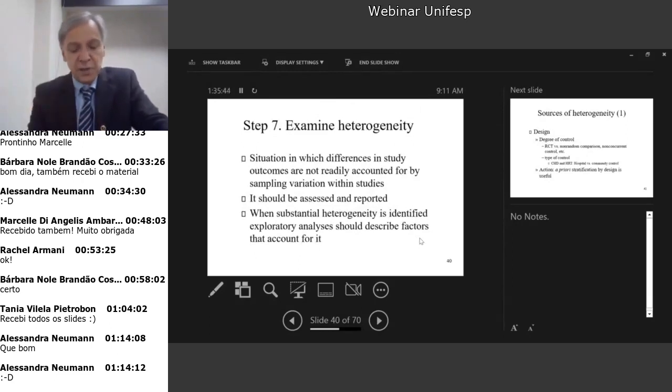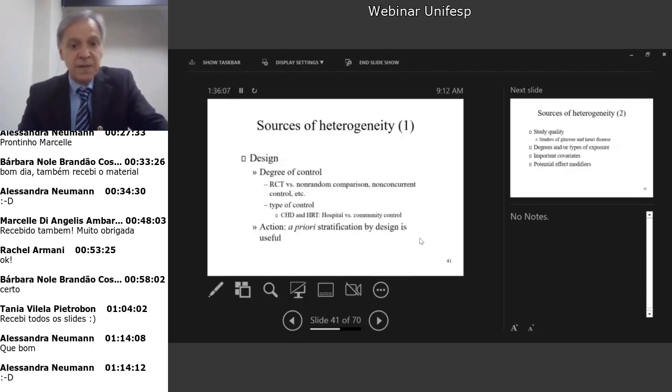So that situation, in which the difference is heterogeneity, is not accounted for by random effect. It should be assessed and reported. When substantial heterogeneity is identified, exploratory analysis should describe factors that account for it. So you should consider, actually, some people say, well, I want to include a quality score, created based on the quality of the study, as a variable in the model. That way I'm adjusting for it. That's one way.